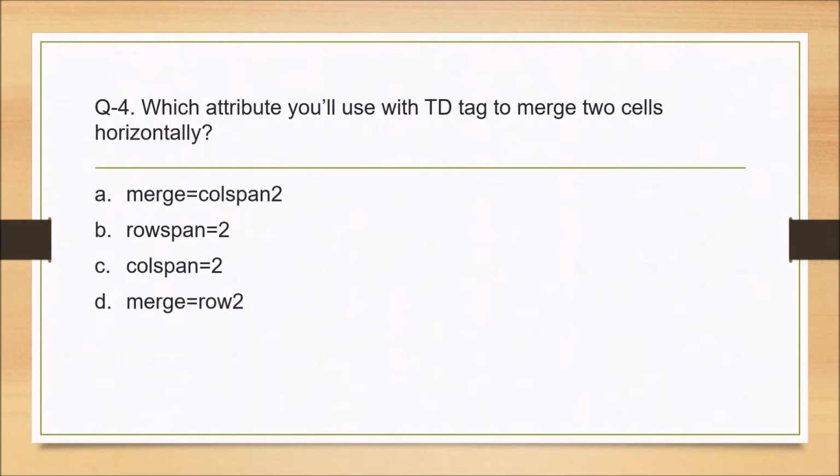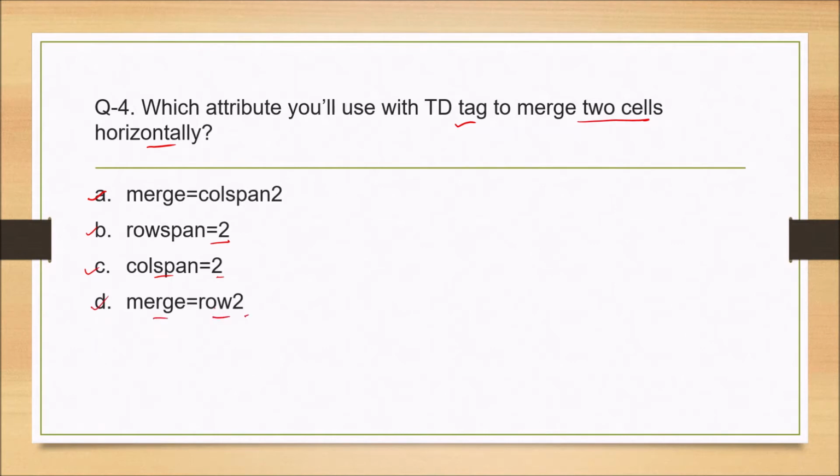Next question is, which attribute you will use with TD tag to merge two cells horizontally? And the options are merge is equals to colspan 2, rowspan is equals to 2, colspan is equals to 2 and then merge is equals to row 2.